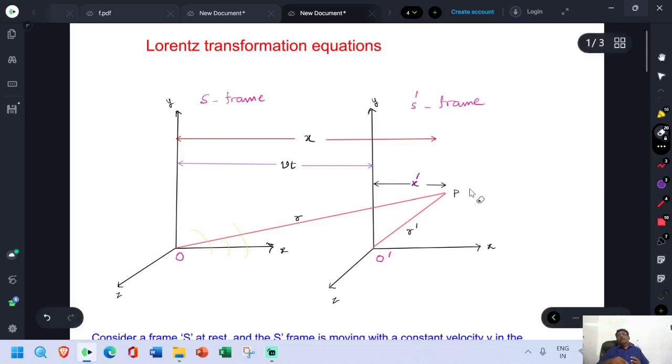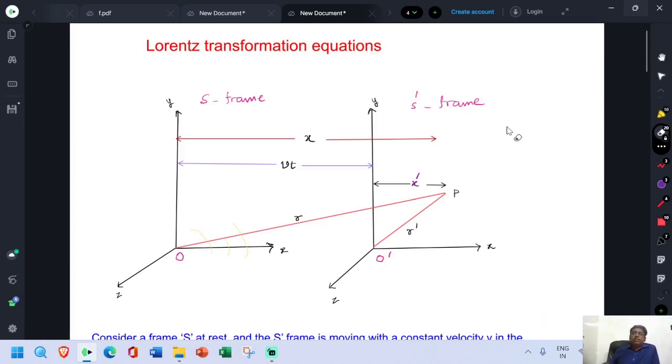Now we have to derive the Lorentz transformation equations. For that, we need two frames of reference. One is the S frame and another one is the S dash frame. The S frame is at rest. O is an observer in the S frame, whereas the S dash frame is moving with a constant velocity along the positive x direction alone.